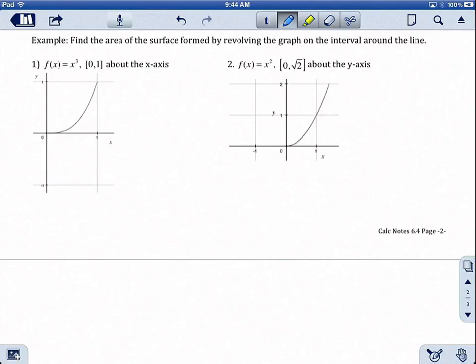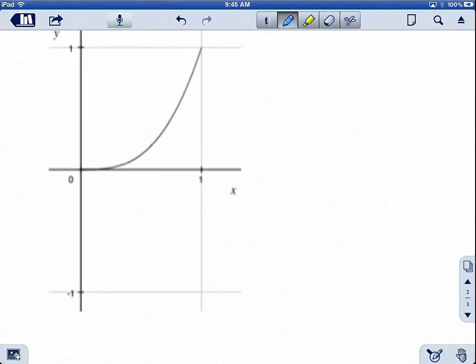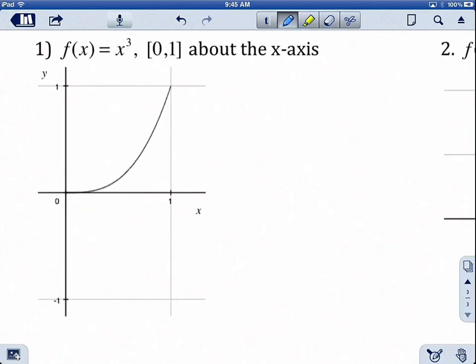Alright, so in our examples it says find the area of the surface formed by revolving the graph on the interval around the line. So in number 1 we have the function f of x equals x cubed from 0 to 1. And so that's just right there. And we're revolving that around the x-axis. So it's going to mirror right here.